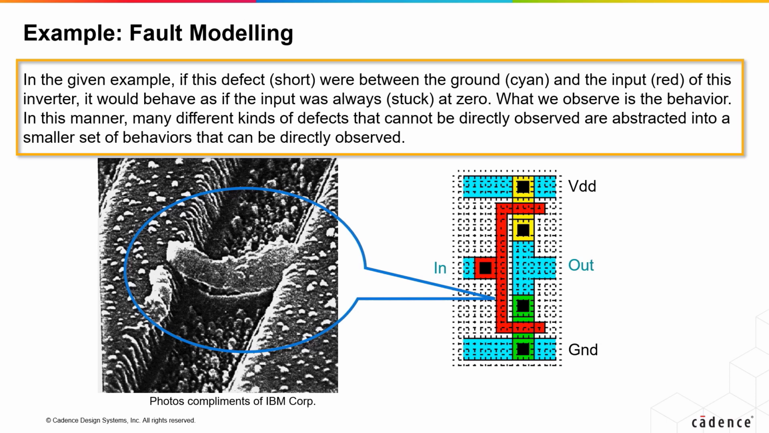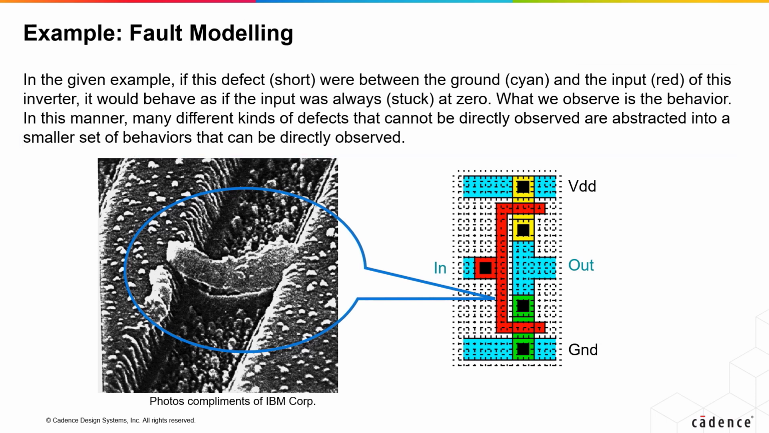Thus, rather than testing directly for defects, a short in this case, we test for the observable digital, and sometimes analog, behavior that the defects cause. In this manner, many different kinds of defects which cannot be directly observed are abstracted into a smaller set of behaviors that can be directly observed.